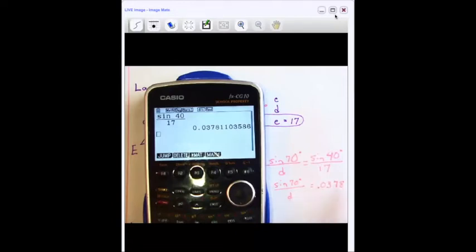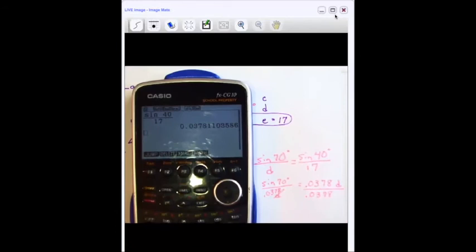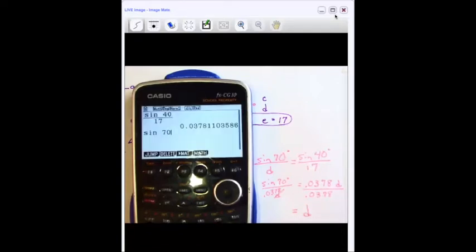So now I need to multiply this side by D to get it out from under the bottom. And then I'll be dividing both sides by 0.0378. Okay, so just switching that around so I'm getting the D all by itself. So this is going to be sine of 70 divided by that previous answer, so 0.0378.